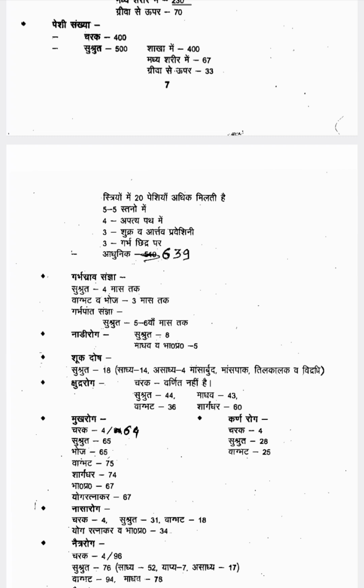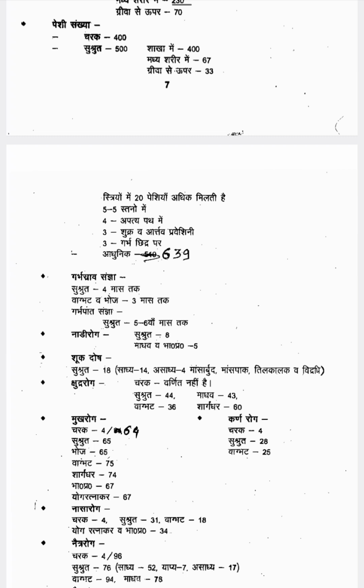So according to Sushruta, there are 18 conditions. Shuka Dosha numbers are 18. Okay, so don't get confused with Shukra Dosha, which is another one. Shuka Dosha is 18 in number. In that, 14 conditions are sadhya and 4 conditions are asadhya. They are mamsarbuda, mamsapaka, tilakalaka, and vidradhi. These are all asadhya.